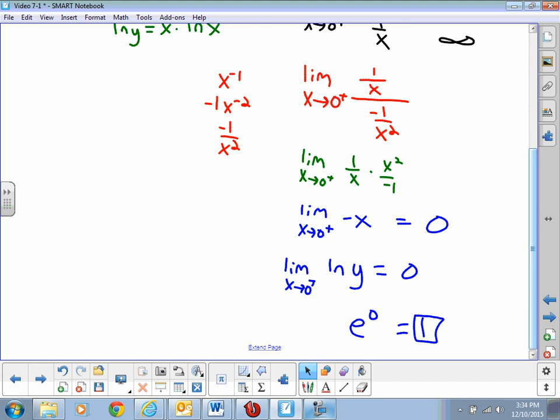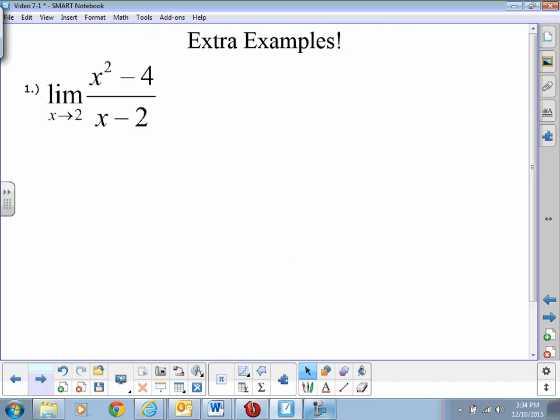And we'll finish off the video with a couple quick examples similar to what we saw in the other video. Now this problem we saw in an earlier unit how to do it by factoring and find the limit, because you could factor out the top, cancel out an x minus 2. So we're just going to show you that you could also do it with L'Hopital's.